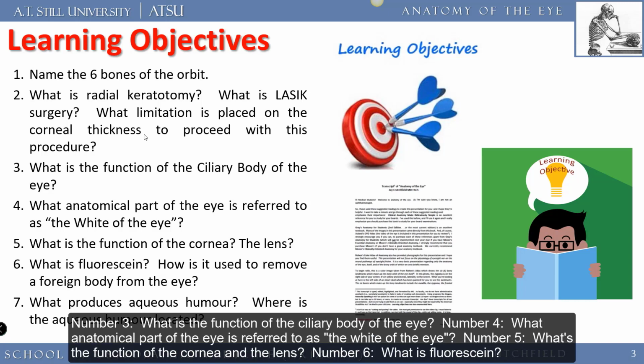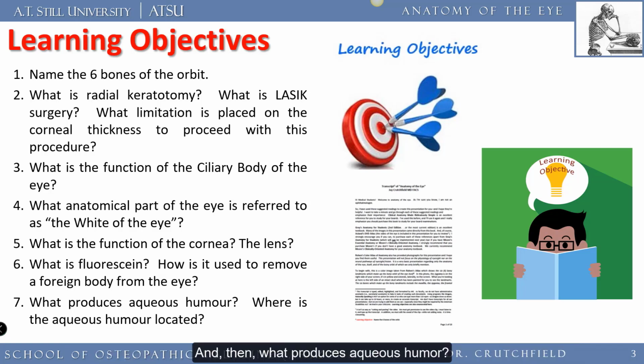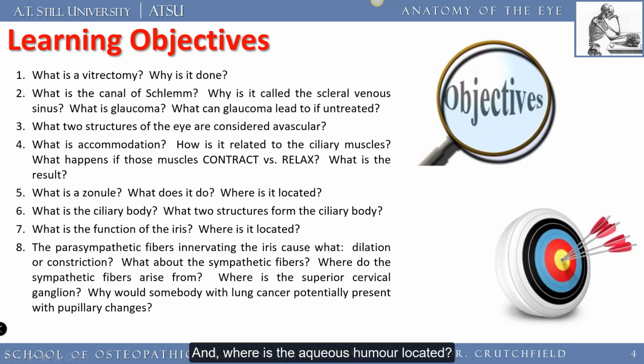Number 4, what anatomical part of the eye is referred to as the white of the eye? Number 5, what's the function of the cornea and the lens? Number 6, what is fluorescein? And how is it used to remove a foreign body from the eye? You're going to have to Google this one. And then what produces aqueous humor, and where is the aqueous humor located?